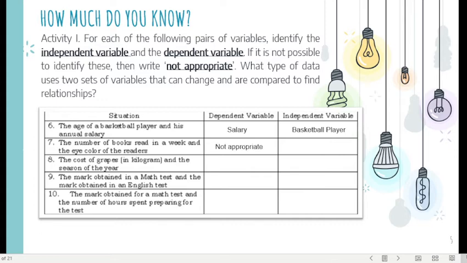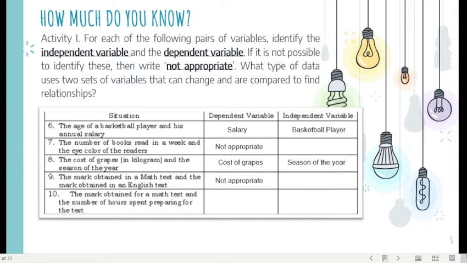Okay, the answer is not appropriate because we cannot determine which of the two variables is related or dependent upon the other. So the answer for number 7 is not appropriate. The answer for number 8: for the dependent variable, we have the cost of grapes, and for the independent variable, the season of the year is the answer.